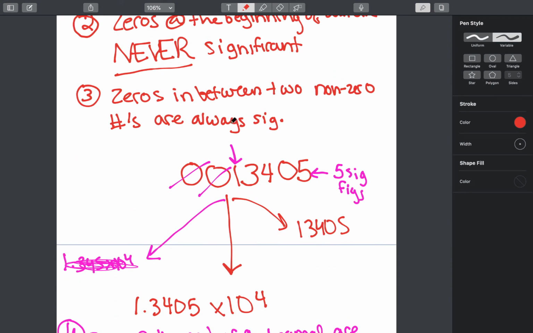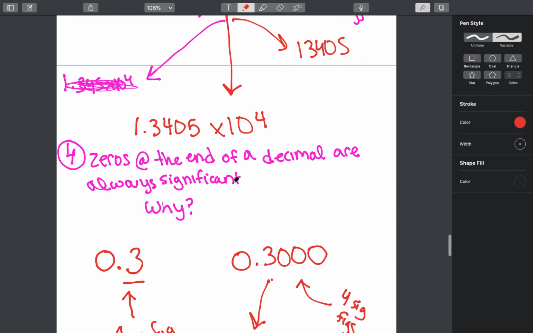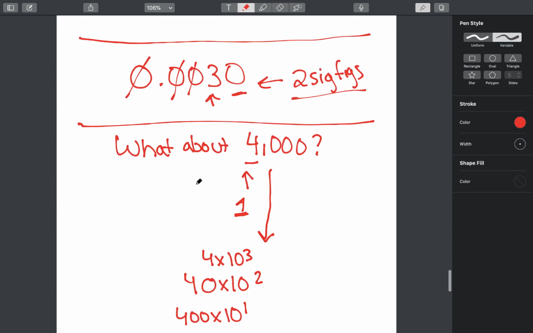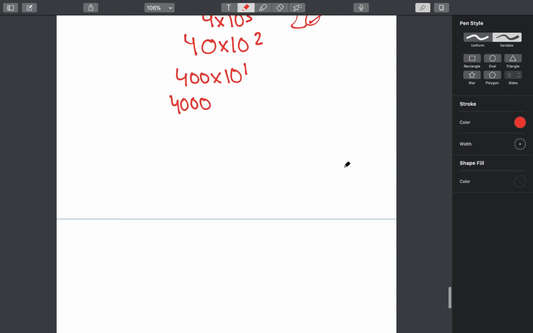Zeros in between two non-zero numbers are always significant, as we showed here. And zeros at the end of a decimal are always significant, and we showed that through our example here. And lastly, if you have a value like 4,000, 100, 10, 20, you don't count the zeros here because they are insignificant, and you only count the non-zero numbers. So in this case, you would have only 1 sig fig, 1 sig fig, 1 sig fig. All right, so that's a lot of material to go over, and I think the best way to do this is to do an example.